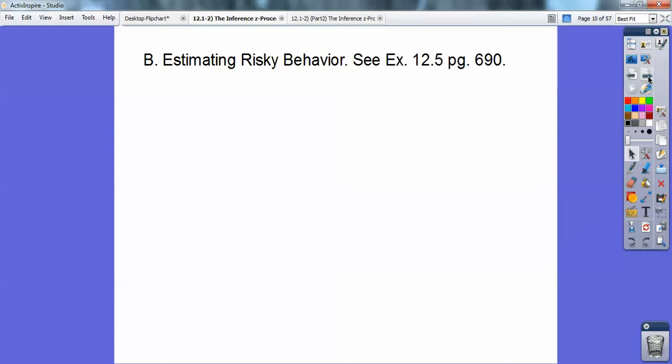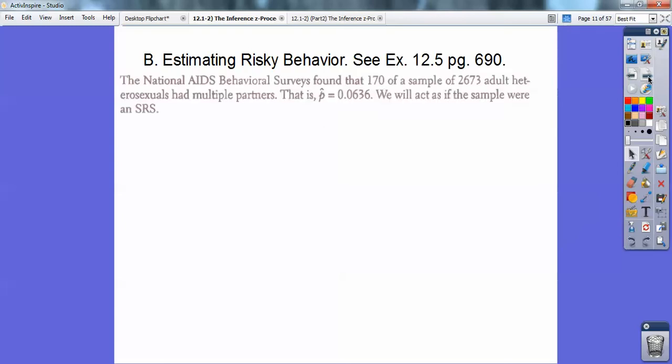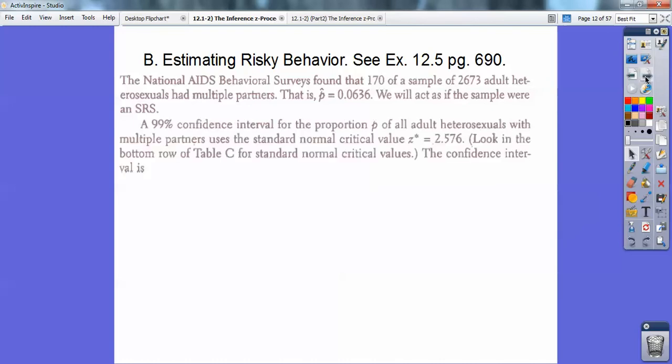All right, so estimating risky behavior. We're back to this National AIDS Behavior Survey, which found that 170 of 2,673 adult heterosexuals had multiple partners. So the p hat is 0.0636 because they divided 170 by 2673. And we'll act as if this were an SRS, a simple random sample.